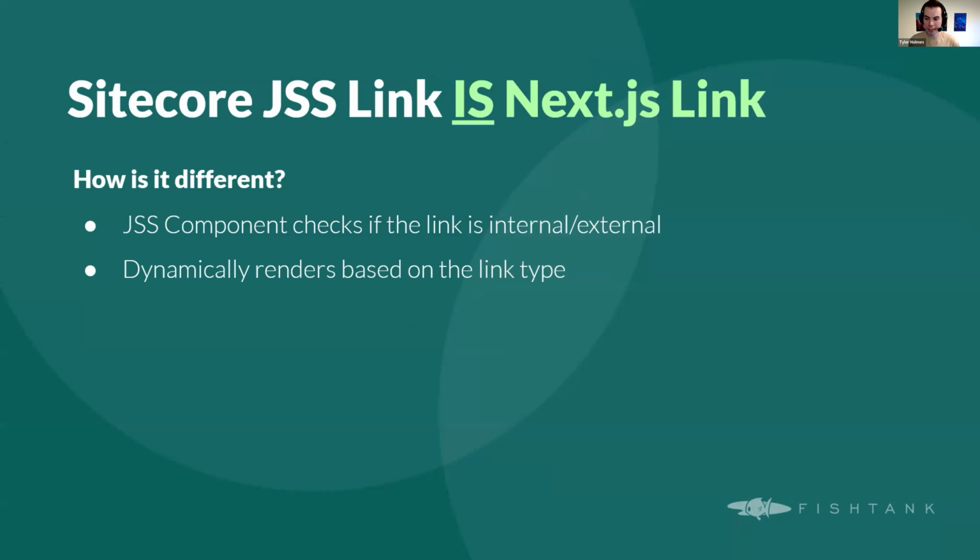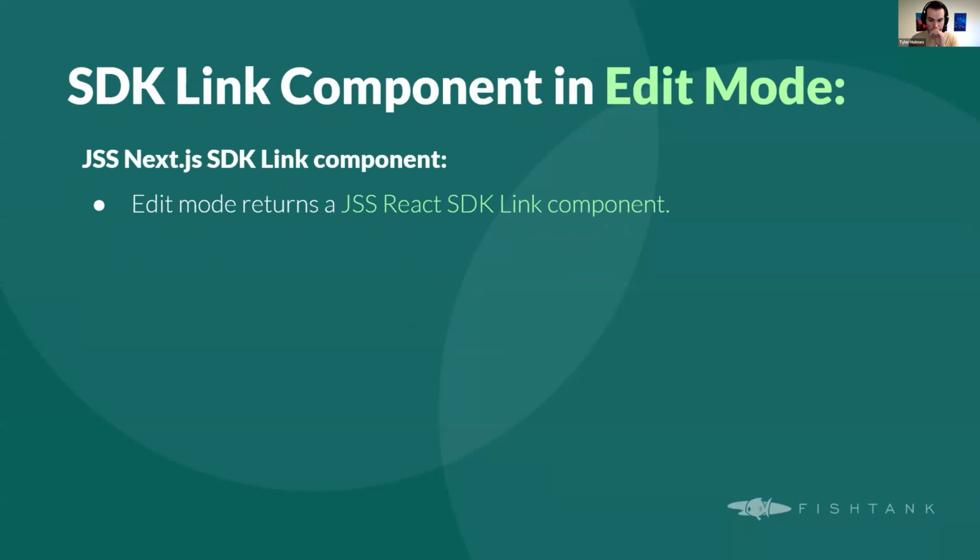The main difference is that the JSS component will check if the link is internal or external and renders using either the Next.js link component or it'll render using a normal anchor tag. It also has some great built-in functionality for the Sitecore edit mode. The Next.js SDK link component in normal mode, so what your average user is going to see on the front end of the site, returns the next link component that we've been talking about. This allows you to control prefetching and all the other attributes on the next link component.